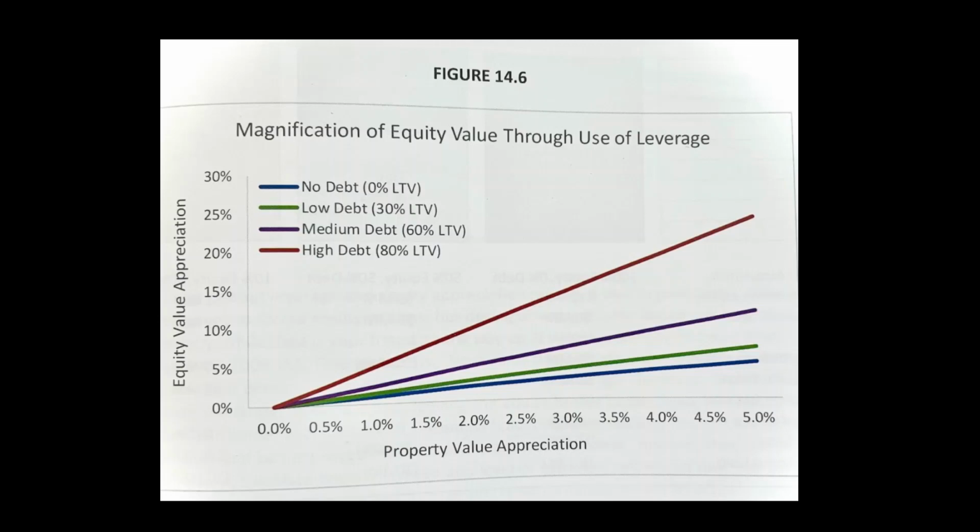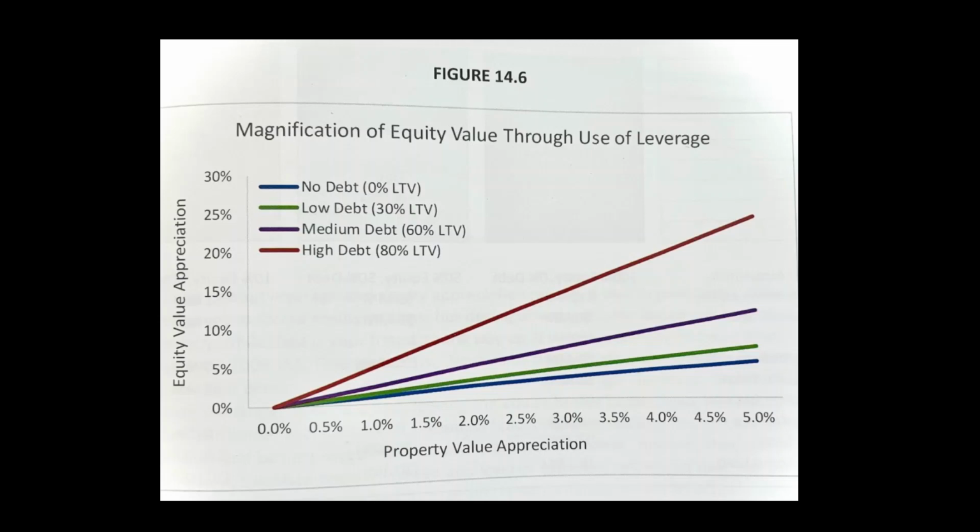This video is just going to be a quick walkthrough of the Excel table that I used in the article. The article talks about magnification of equity value through the use of leverage. So basically it's explaining how when you put down a smaller amount of a down payment or use more debt or leverage, the greater return you're going to get on your property.